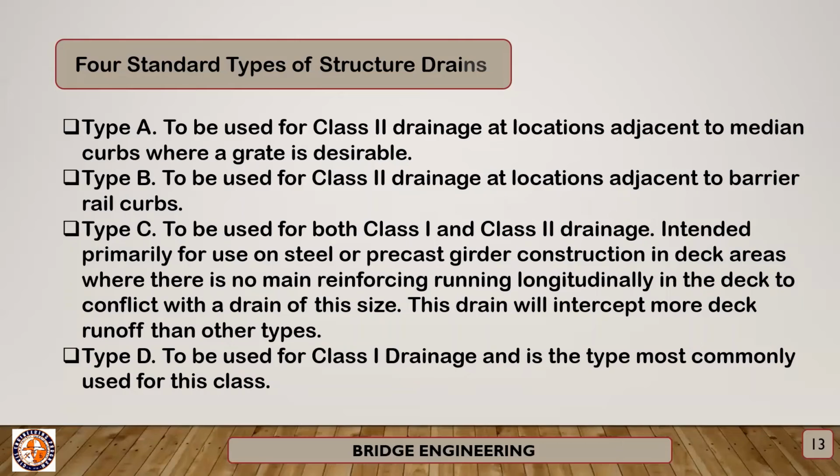Type D is to be used for class 1 drainage and is the type most commonly used for this class. D1 has a deep basin and is preferred when drains need to be located in the interior bays of box girder bridges. D2 has a shallow basin and is intended for use in deck overhangs. Make sure a D3 cannot be used before calling out this drain. D3 is an improvement over the D2 drain and is the preferred drain for the deck overhang.